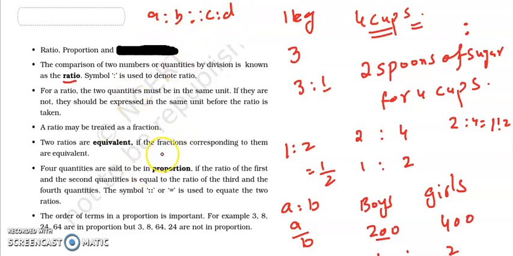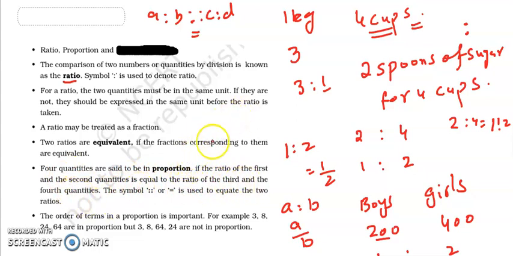So when we are comparing four quantities, we use proportion. We can also use the equal symbol for them. So four quantities are said to be in proportion if the ratio of the first and the second is equal to the ratio of the third and fourth quantity.